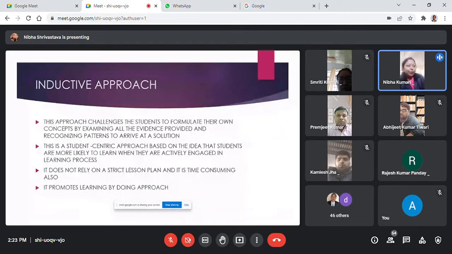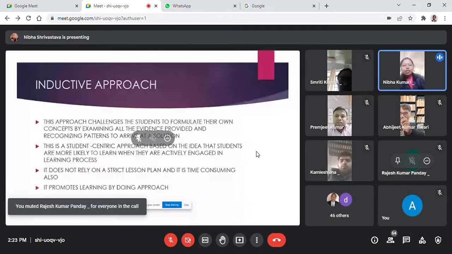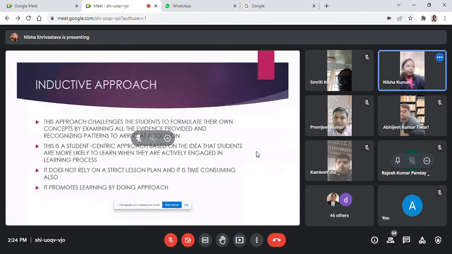This inductive approach promotes learning by doing. It promotes learning by doing. So this is, I think, true in all the subjects. Now, some rules of grammar that we all follow. Let's just have a look.